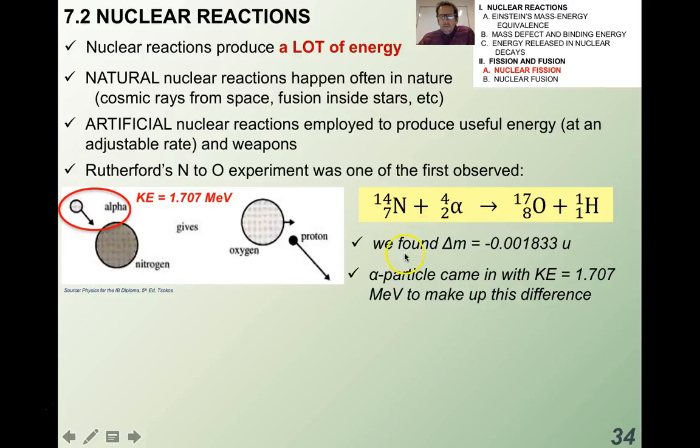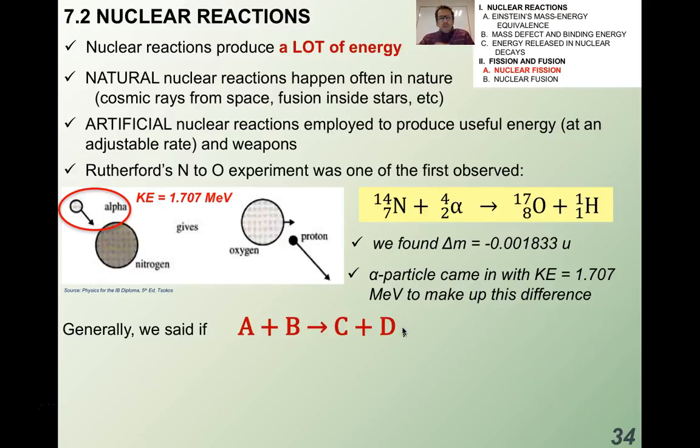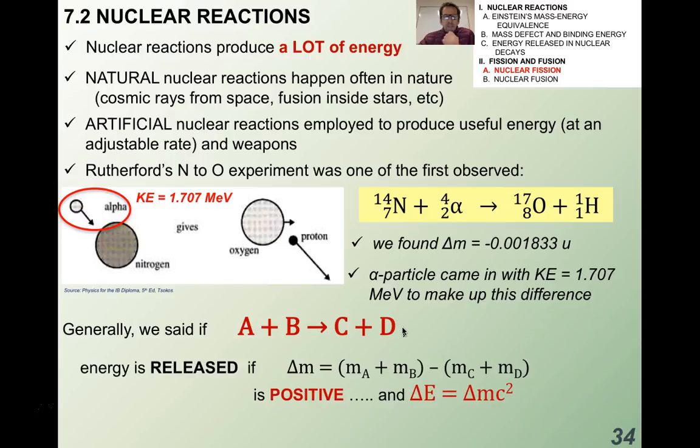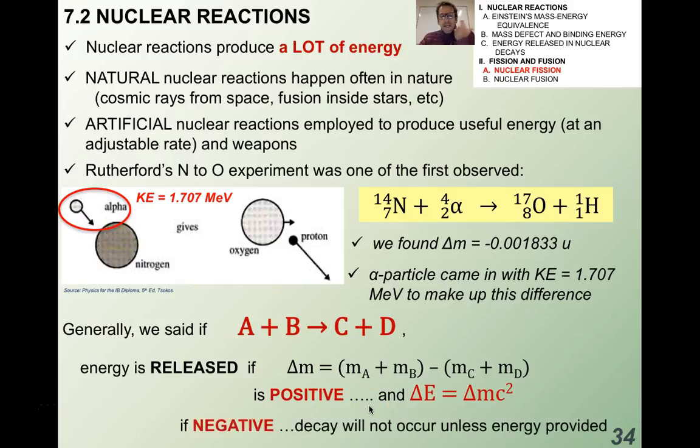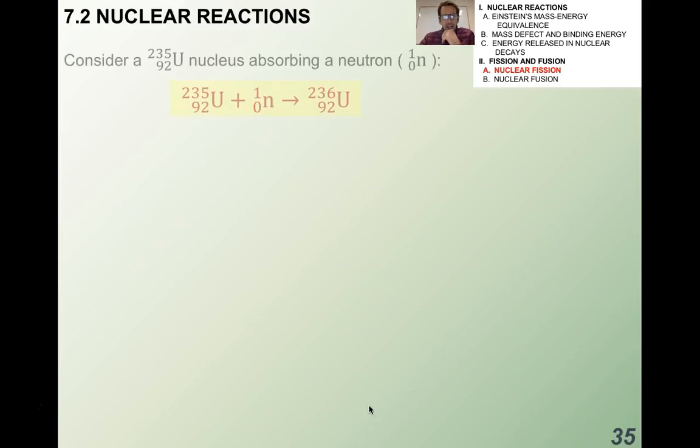Now, in Rutherford's experiment, the alpha particle came in having a kinetic energy of 1.707 mega electron volts to make up this difference, okay? Now, generally, in a reaction, we say if A plus B goes to C plus D, then energy is released if delta M is positive, right? We also said that delta E equals delta M c squared, and if it's negative, then the decay will not occur because there's not enough energy to make that decay occur unless some more energy is provided, all right?